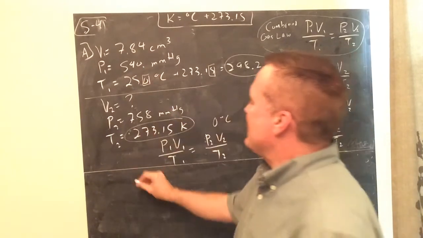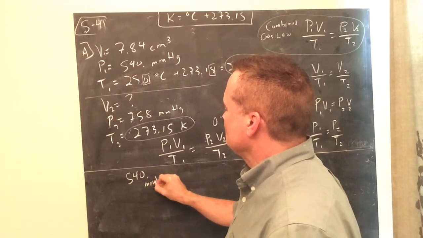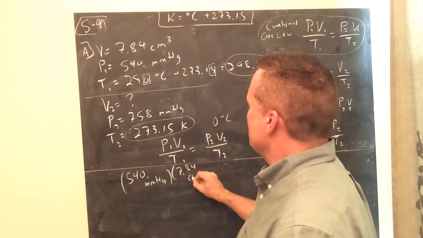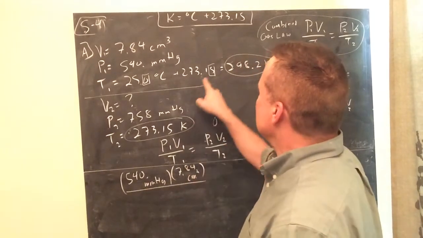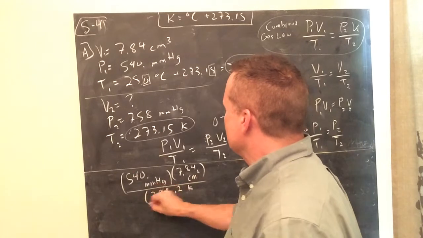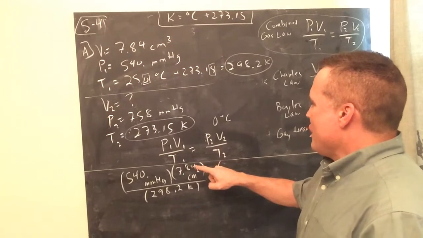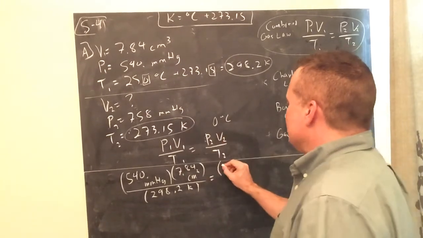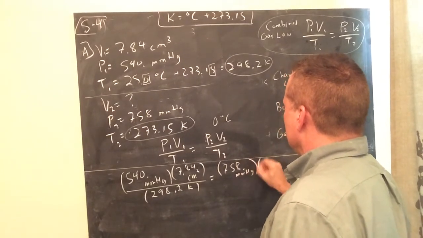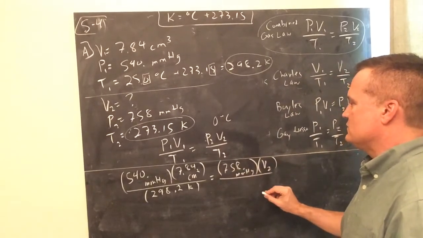So P1, 540 millimeters of mercury. V1, 7.84 cubic centimeters. T1, 298.2 Kelvin. Sorry for this writing. It's the chalk and the angle. I'm starting to get kind of low on this thing. All right. P2, 758 millimeters of mercury. Volume 2, we don't know. And then the T2, 273.15.